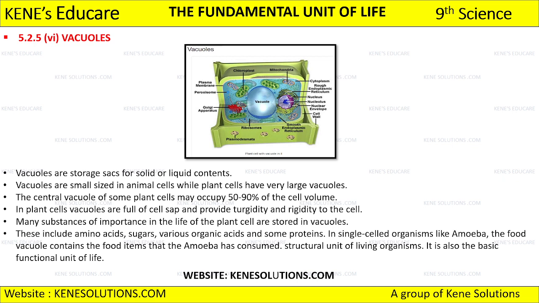They provide turgidity and rigidity, that is hardness, to the cell. So many substances of importance in the life of the plant cells are stored in the vacuole. So just imagine how important the vacuole is, right? This includes important substances like amino acids, sugar, various organic acids, and some proteins.